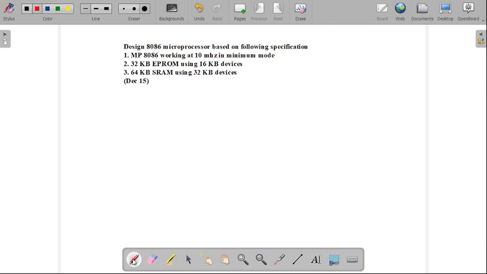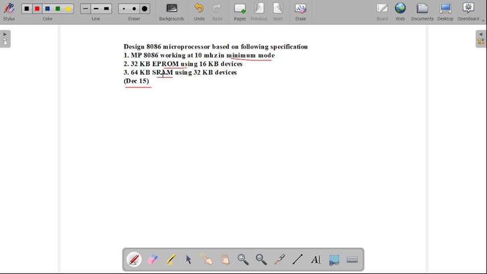In this video, I am going to explain how to solve a memory RAM and ROM interfacing problem or example. This question was asked in the December 15 question paper. So what is given here? Our 8086 processor will be working in minimum mode configuration, and the ROM size and RAM size will be given in that example. So now let's check what the size of our ROM and RAM is.